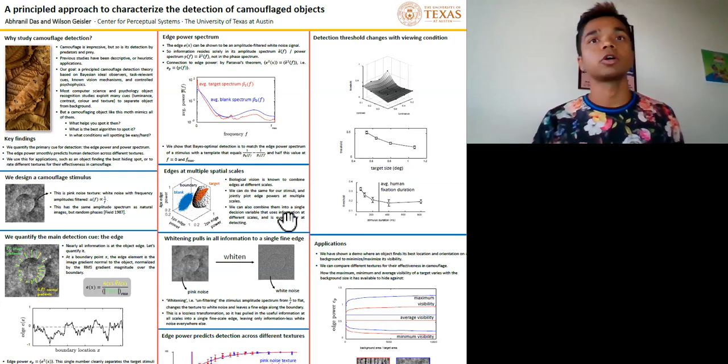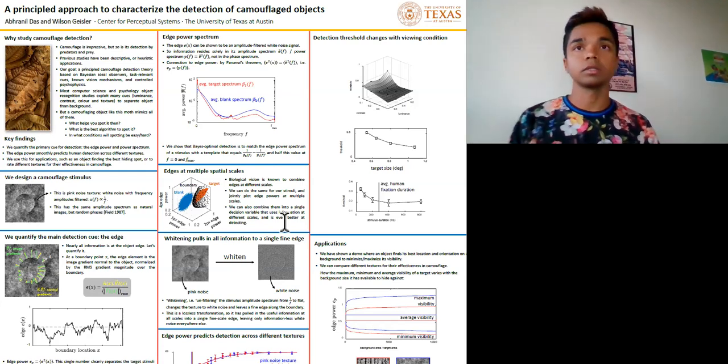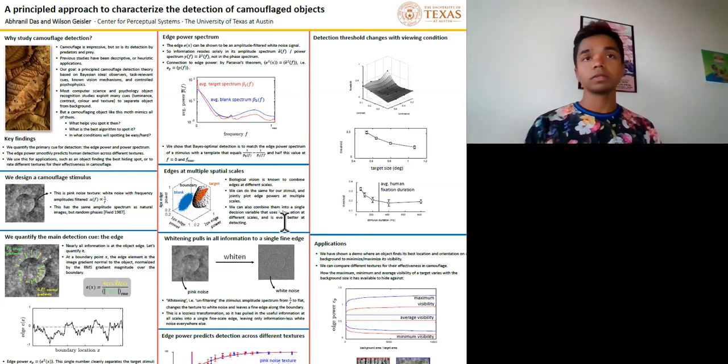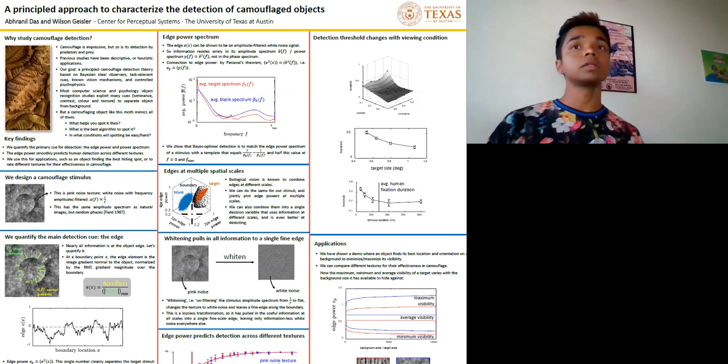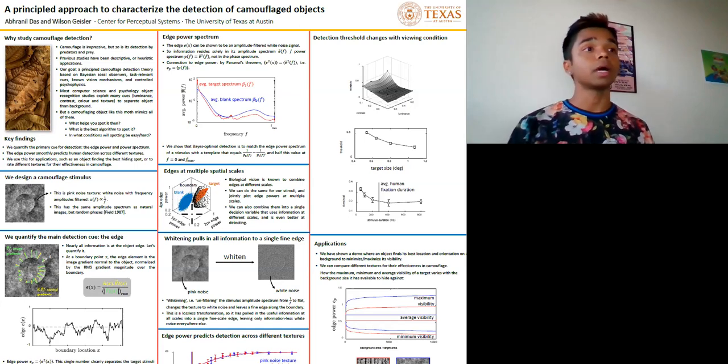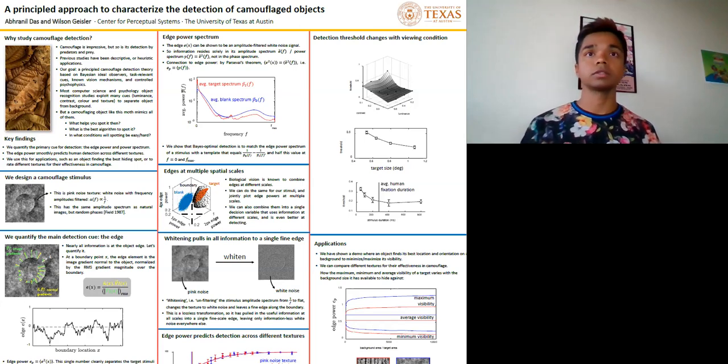So far we have been talking about edges computed at a single spatial scale, but we know that biological vision computes edges or gradients at multiple spatial scales and combines them. We can do the same thing for our stimuli. Here's the joint distribution of the edge power at different scales. We can also combine them into a single decision variable that utilizes the information at different scales and is even better at detecting the camouflaged target.